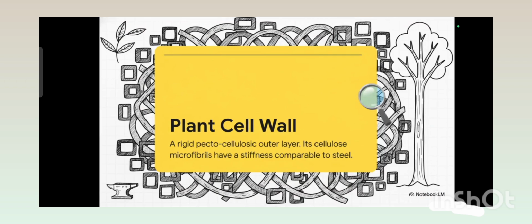And the most obvious difference, the one everybody points to, is that plant cell wall. It's this rigid pectocellulosic box that wraps around the entire cell, giving it this incredible structural strength. And to give you some perspective here, the tiny cellulose microfibrils that make up this wall have a stiffness that's comparable to steel, no joke. It's basically a cellular fortress, perfectly designed for a life of standing tall against gravity.